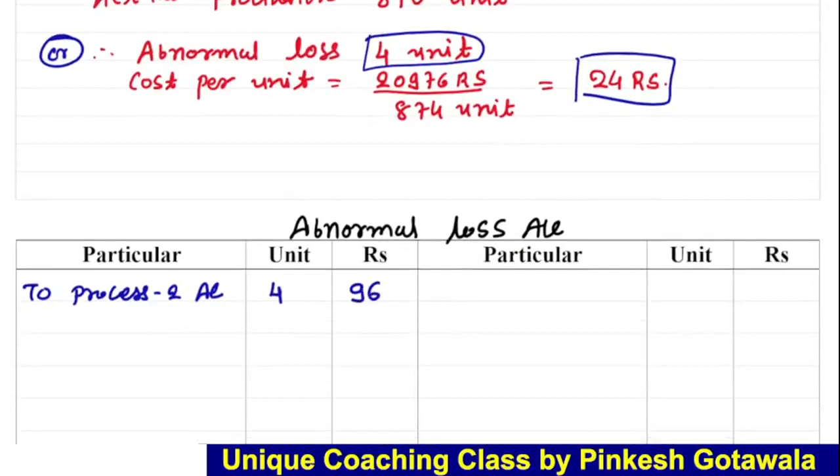I told you we have to give only 2 effects and the third will be to close the account. So what will the first effect be? Transfer the amount from the process.